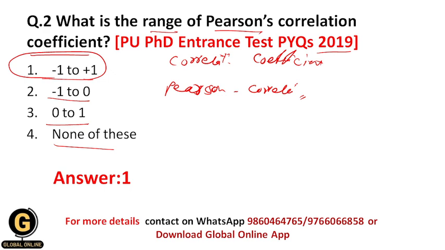Okay, so the similar question they have asked you in 2019, but instead of correlation coefficient, they have asked you Pearson's correlation coefficient, but both of the concepts are the same.